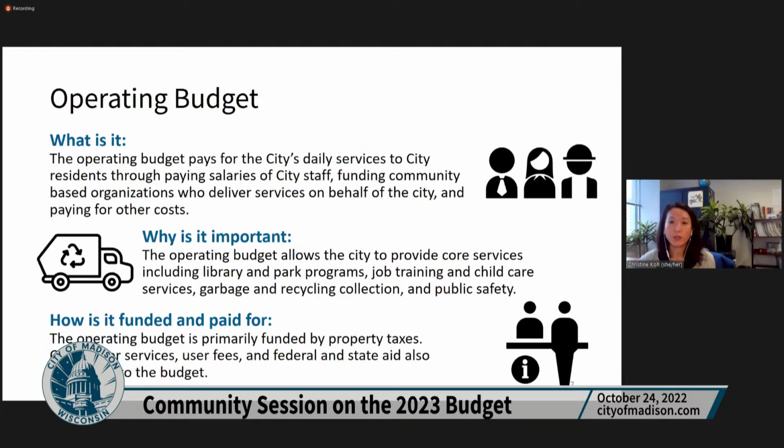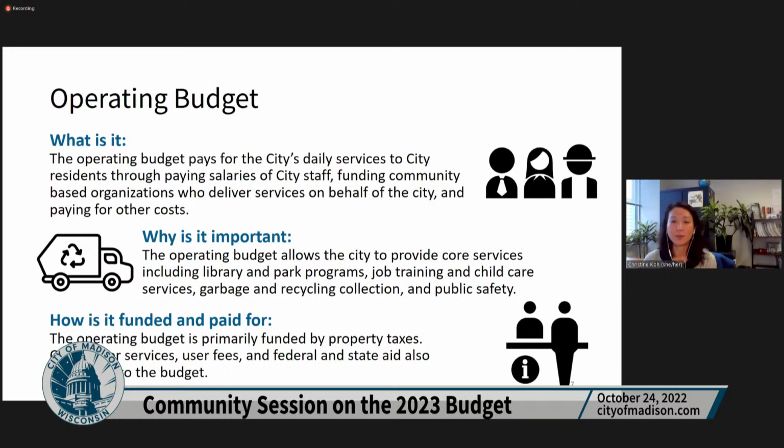The operating budget funds everyday services to residents. So things like staff time, as well as funding for community organizations that provide services on behalf of the city, are paid for through the operating budget. As well as supplies, equipment, and other costs needed to deliver services to residents. And the operating budget is important because it provides the core services that you might think of when you think of how the city operates.